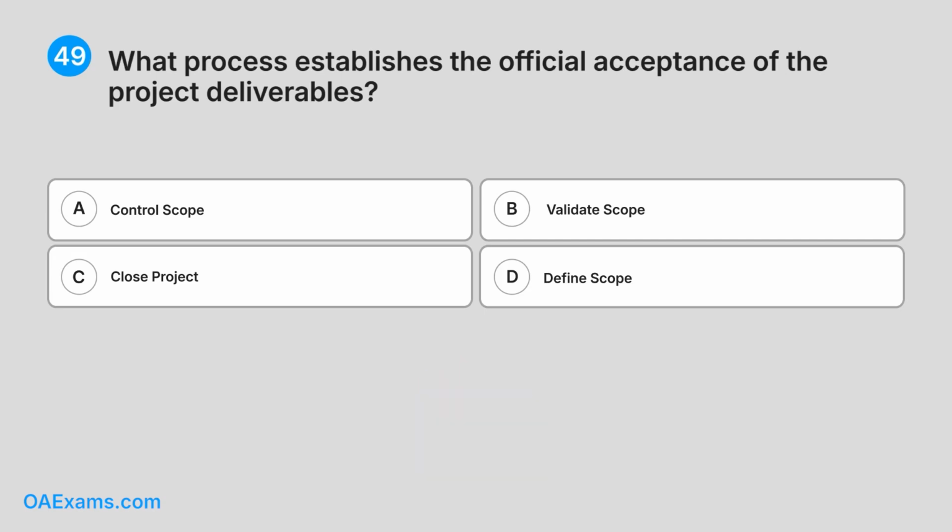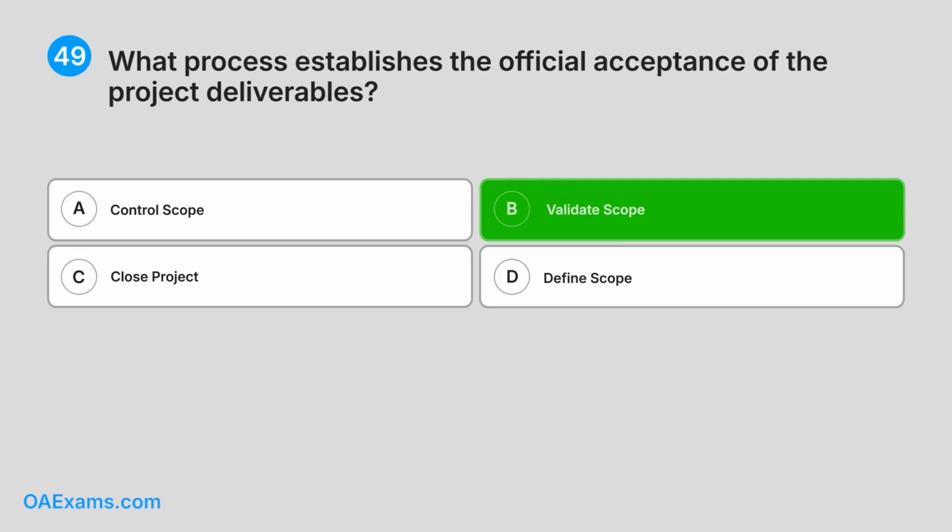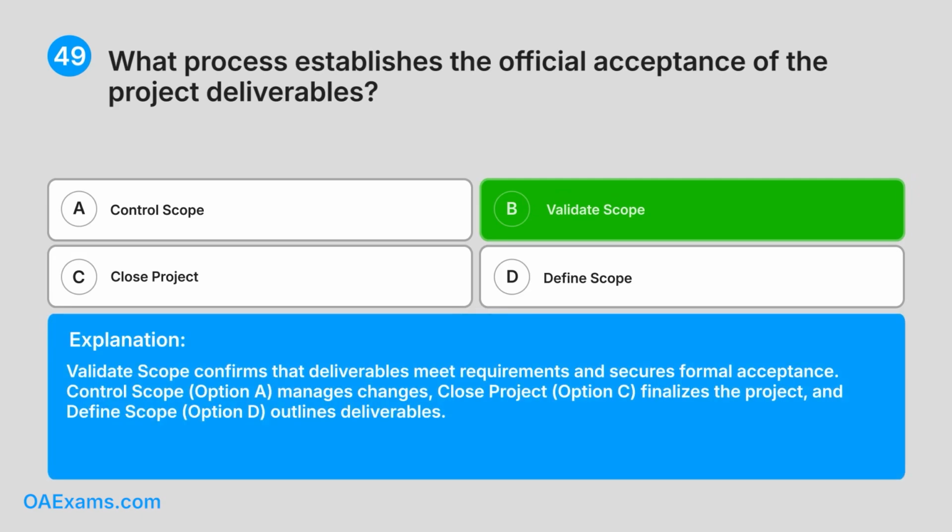Correct answer: B. Validate scope. Explanation: validate scope confirms that deliverables meet requirements and secures formal acceptance. Control scope, option A, manages changes. Close project, option C, finalizes the project. And define scope, option D, outlines deliverables.